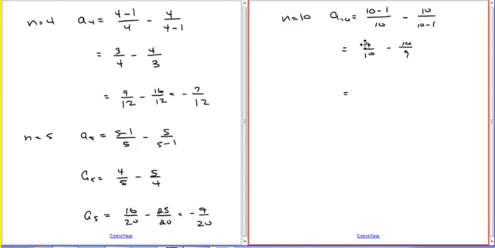So you get 81/90 minus 100/90. I'll multiply this by 9 and this by 10. And that leaves me with minus 19/90. Actually, it's getting smaller. So this number looks like it's getting smaller, and it's going to approach 0. There's no reason to believe that it's going to do anything other than that. So I would say the limit of a sub n as n approaches infinity is equal to 0.